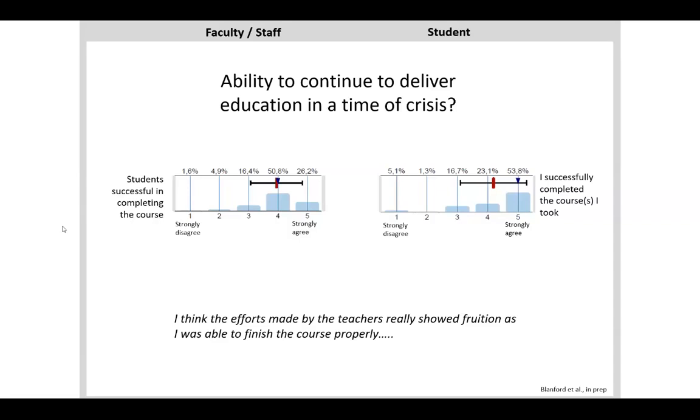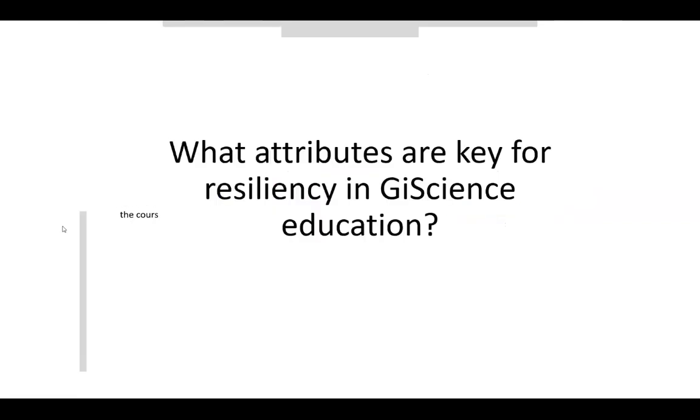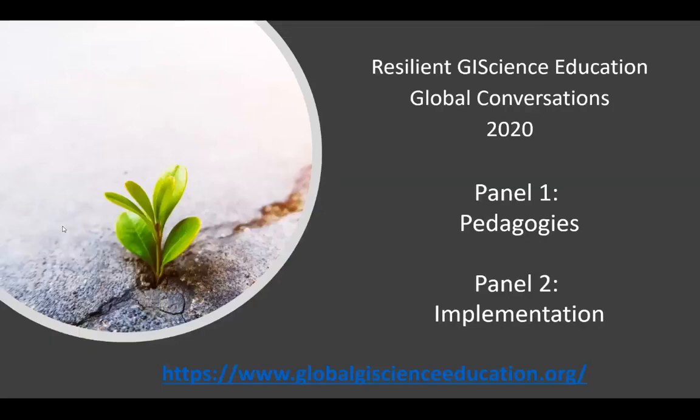And also they felt that they finished the courses properly. So what attributes are key for resiliency in GI science education? We have to deal with a lot of technology pieces, and also with being able to deliver that, and things that we normally did in the field work now has to all be digital.